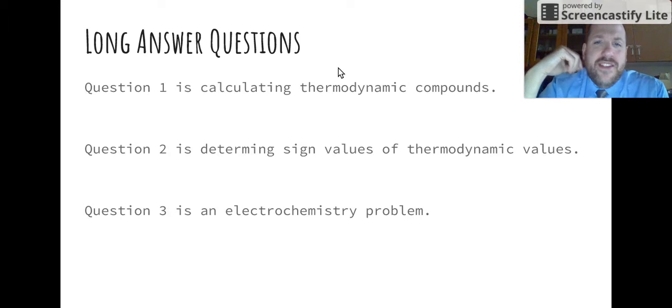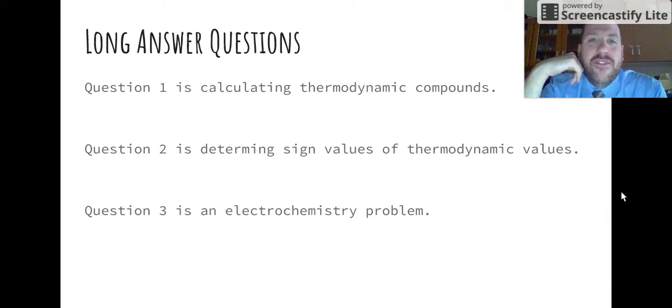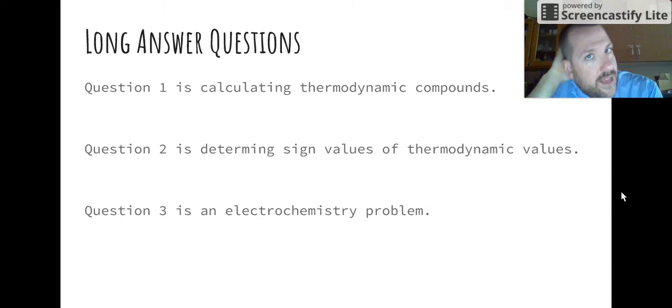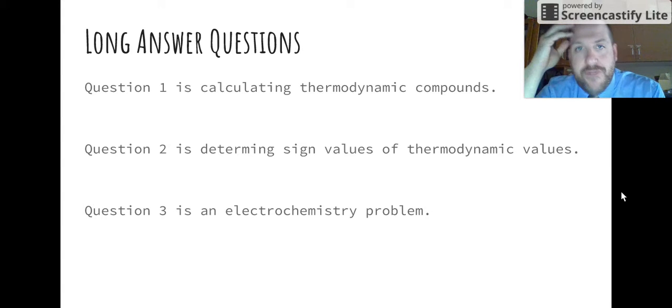I don't know why that says calculating thermodynamic compounds. That seems so weird. But that question is where I give you thermodynamic data, and you're going to have to calculate thermodynamic values for compounds. Typically with products minus the reactants, you may have to use delta G equals delta H minus T delta S. But that's the whole question, calculating and using the values. And again, I will make sure that you have the appropriate values to solve that problem.